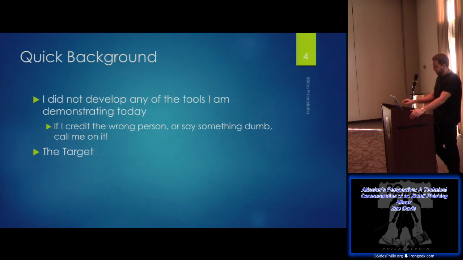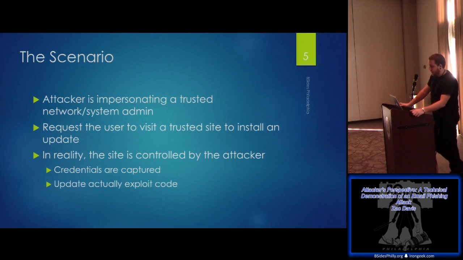So let's get started. One of my favorite scenarios when going after end users is sending them a message requesting them to visit a site, where I impersonate one of their network administrators. More than likely some of those network administrators are sitting in this room right now. We impersonate a network or system administrator and request a user to visit what looks like a trusted site. They authenticate to it, and then they're given a security update to install on their computer. In reality, the site is actually my site. Their credentials are captured, and when they run the update, it's my exploit code.